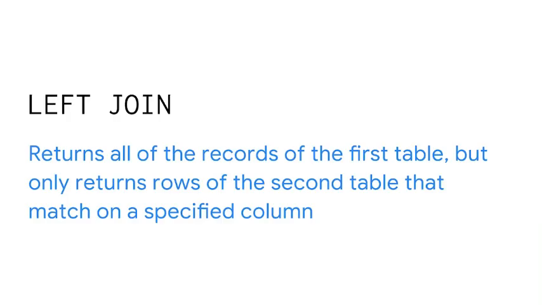There are three types of outer joins: left join, right join, and full outer join. Similar to inner joins, outer joins combine two tables together. However, they don't necessarily need to match between columns to return a row. Which rows are returned depends on the type of join. Left join returns all of the records of the first table, but only returns rows of the second table that match on a specified column. Like we did in the previous video, let's examine this type of join by looking at just 4 rows of 2 tables with a small number of columns.